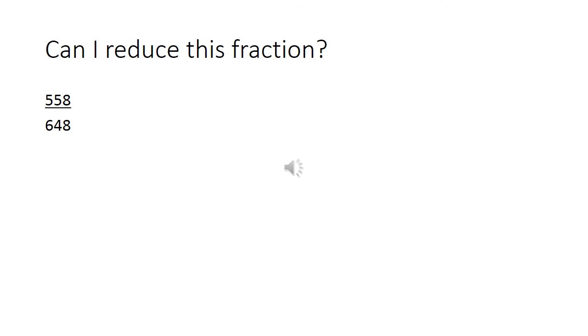There you go. You've got a good head start. In case you're wondering, if you reduce this using 3 and 2 and 3 again, you will end up with a fraction of 31/36.